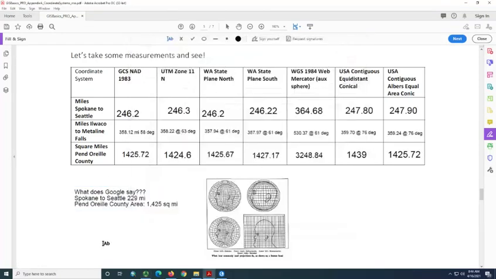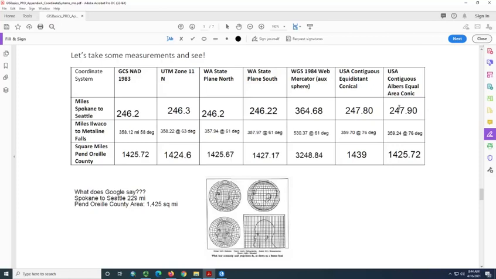All right, so I've finished filling out the chart here and doing the measurements on the map. And what you can see is the miles from Spokane to Seattle is right about at 246 in the geographic coordinate system, and then in our local systems. When we go to a world system, a projection that's meant for visualizing the entire world, we get something like 364 miles. If we go to something that's looking at our continent, we're back in the ballpark of what seems to be the actual measurement.